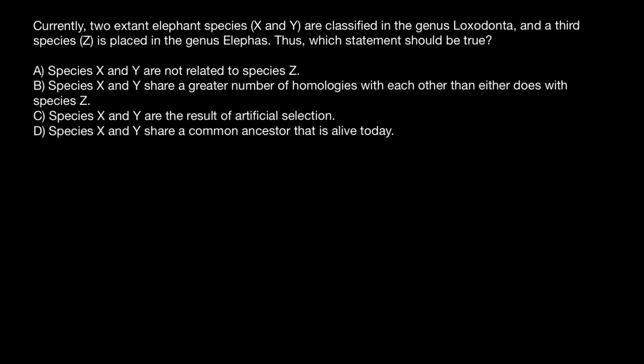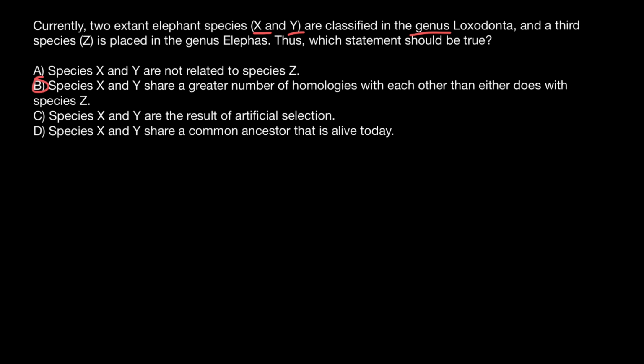The question is pretty easy because two species X and Y are in the same genus, so of course they would be more closely related, and that means that answer A, species X and Y are not related to species Z, is wrong. They are related, but they are more closely related to each other than to species Z. And let's check answer B. Species X and Y share a greater number of homologies with each other than either does with species Z. And this is the correct answer.